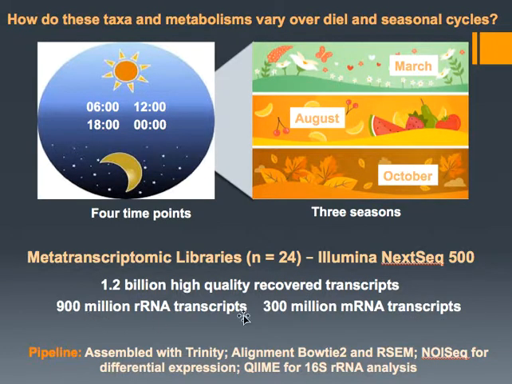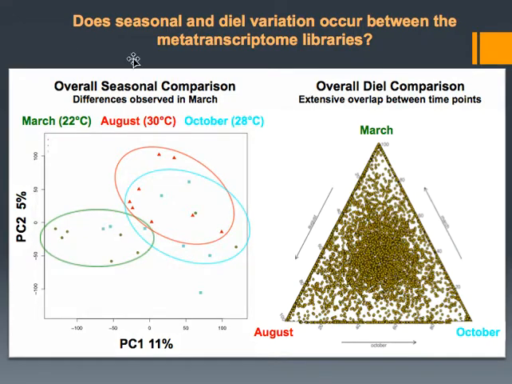We felt that our sequence recovery was very robust, and we didn't do any additional tests to see whether or not we had enough sequencing coverage to capture the community. We felt that 900 million and 300 million was enough. What I wanted to know is, does the seasonal and diel variation occur between all the different libraries? We did replicates of all the different 24 libraries, and we plot them on what's called a PCoA plot.